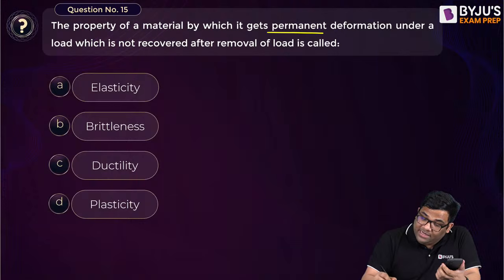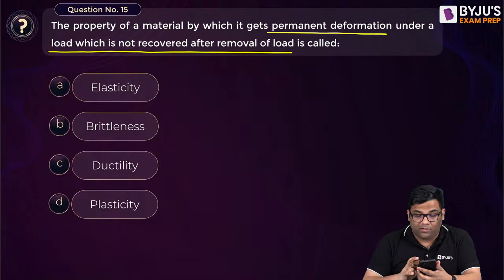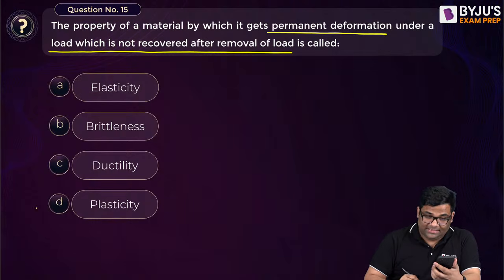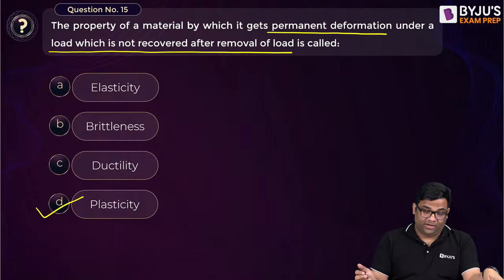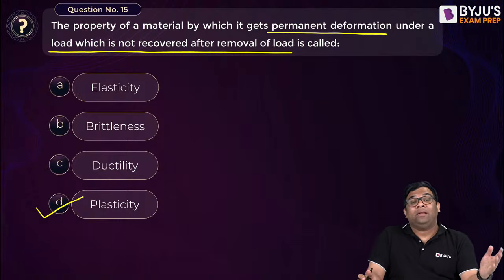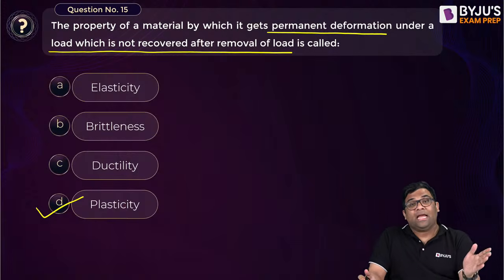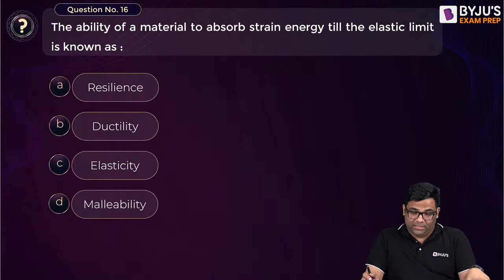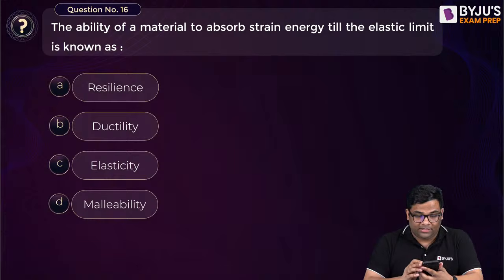Which gets permanent deformation under load, which is not recovered after removal of load. Plasticity. Yes, plasticity. Very good. Ductility is the ability to deform without fracture. Yes, when there is permanent deformation, that is what? Plasticity. Next question. The ability of the material to absorb strain energy till elastic point is what?